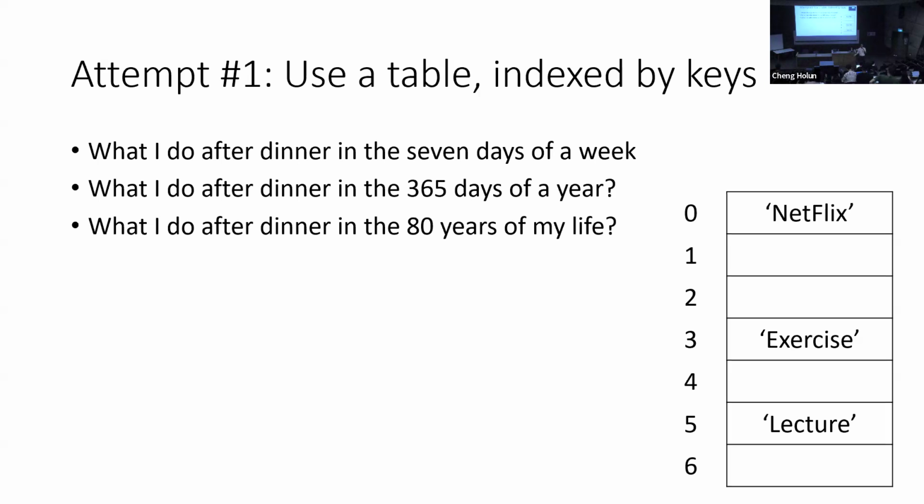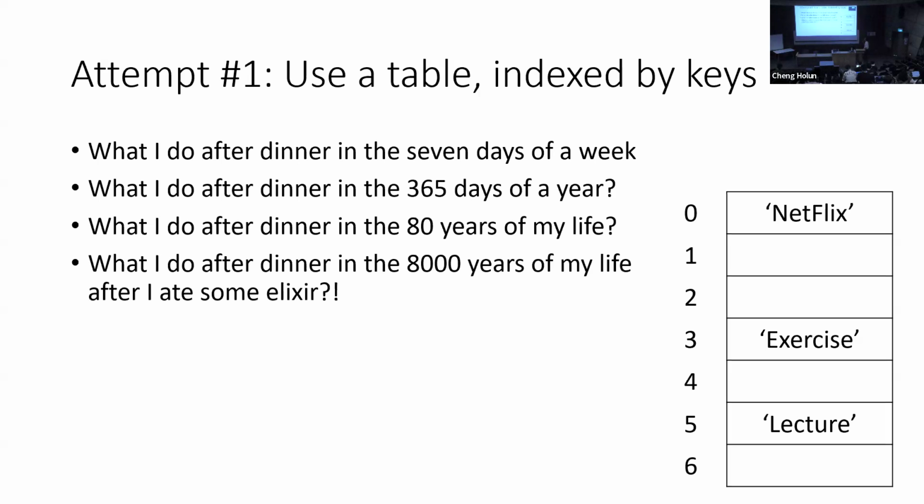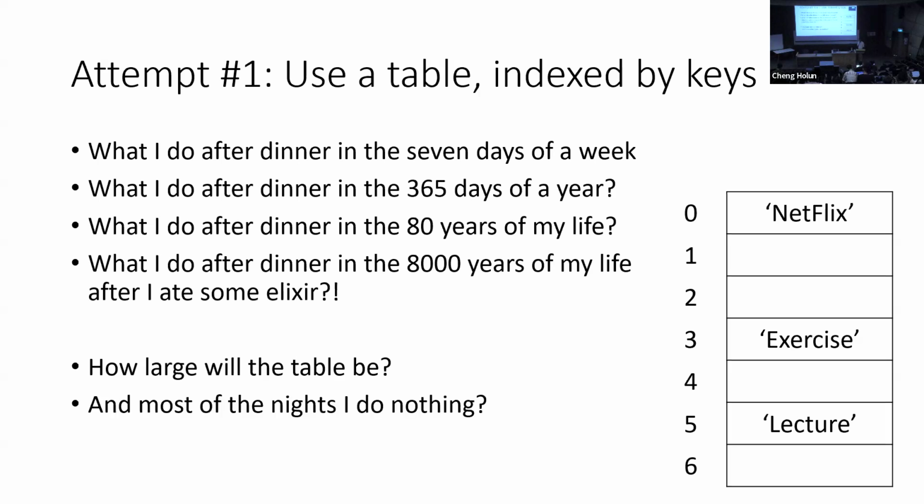Let's say 80 years. But the problem is the slots you use are not filling in. You don't have things to do every night. So that is the gap we want to talk about. Okay, how do I do if I can live 8,000 years? How do I plan that? I need a table of 8,000 times 365. The table will be very, very large.